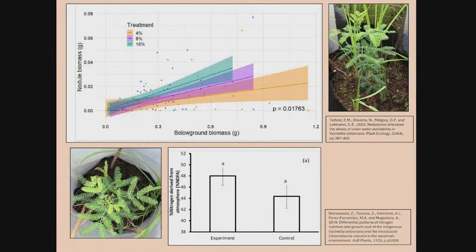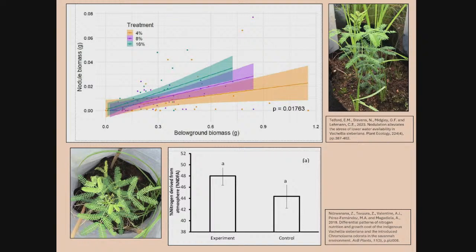Vachelia sibirana is a common encroaching species that occurs in the mesic savannas of southern Africa, such as those that our previous speaker just mentioned. These savannas are nutrient poor, and so the ability to biologically fix nitrogen has large implications. For this reason, lots of recent research has focused on nitrogen fixation at the seedling stage.